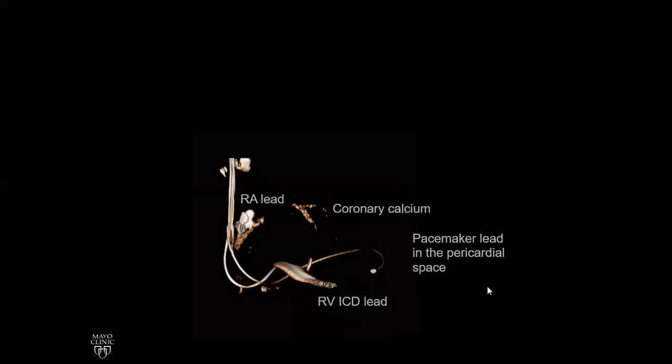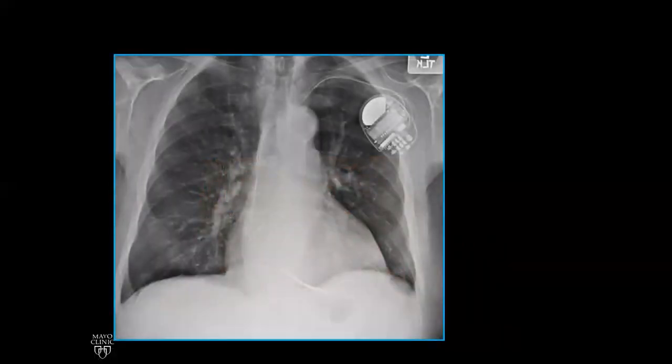And if we fill in the tissue again, we can overlay the chest x-ray and you can see all that stuff. So here's the right ventricular lead, right atrial lead. This is supposed to be in an epicardial vein. It's not. I think you can get a hint of the coronary calcium too.